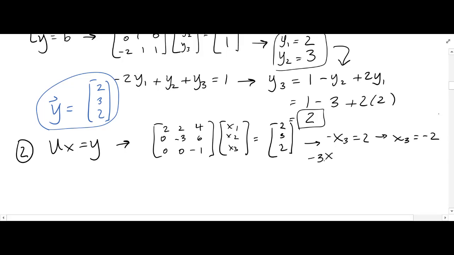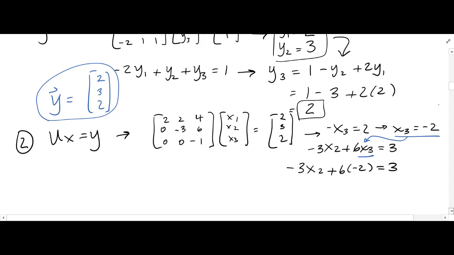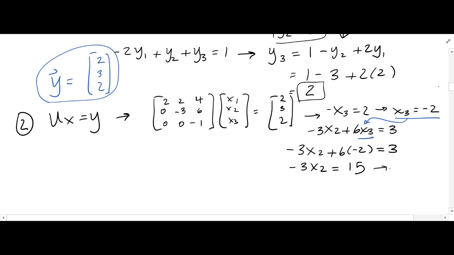The second equation says negative 3x2 plus 6x3 is 3. So if you substitute in x3 equals negative 2 into here, you get negative 3x2 plus 6 times negative 2 is 3. So negative 3x2 is equal to 3 plus 12, which is 15, meaning x2 is negative 5.